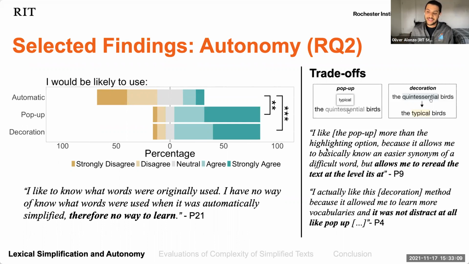So for example, P9 said that, "I like the pop-up more than the highlight option because it allows me to basically know the easier synonym for a difficult word, but allows me to reread the texts at the level it's at." But P4 indicated actually liking the declaration condition method because it allowed me to learn more vocabularies and it was not distracting like the pop-up. So there were trade-offs that participants discussed between these 2 conditions.